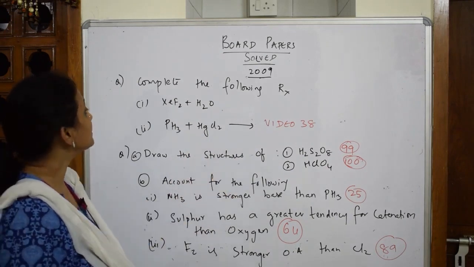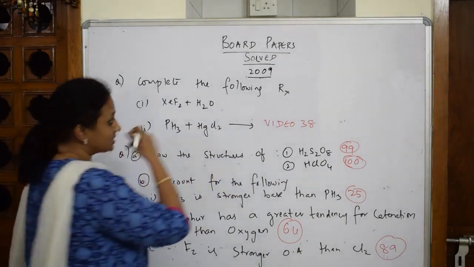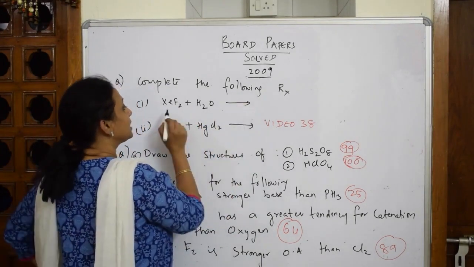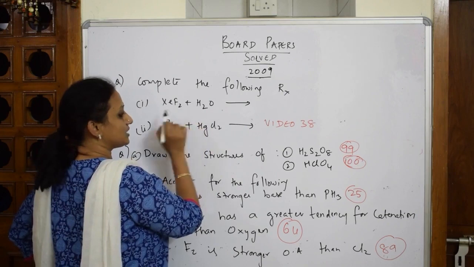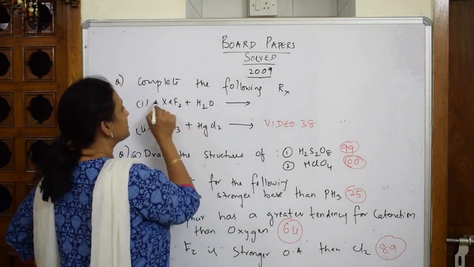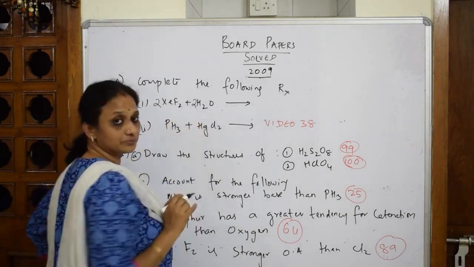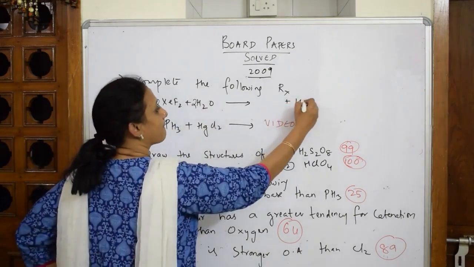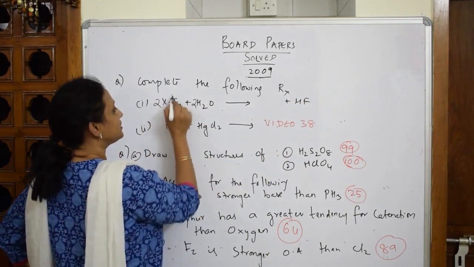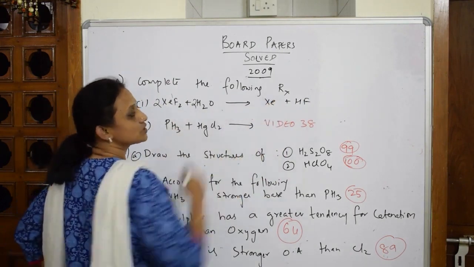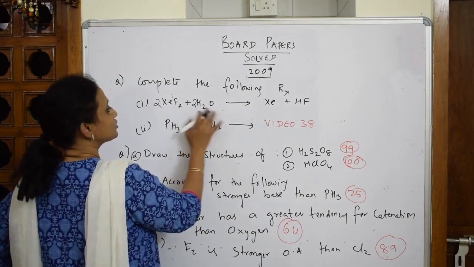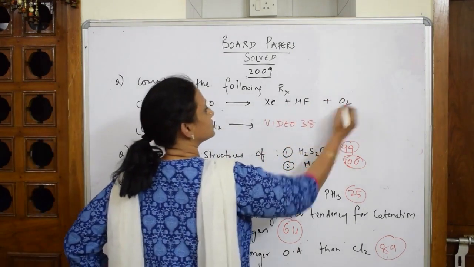So in the 2009 paper, they've asked to complete the following reaction. I did the hydrolysis of xenon, and again I'll be doing it here. Whenever you find such reactions, simple, try to pick up 2 moles of this. It's easy for you. Remember, the first thing, HF would come out. Along with that, there's a cleavage of the bond here. Xenon also would come out. Done. After this, what else is left? Oxygen combines to form oxygen gas.